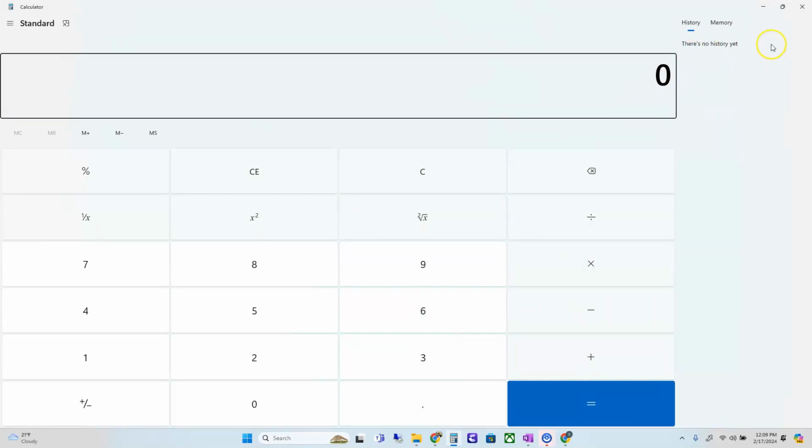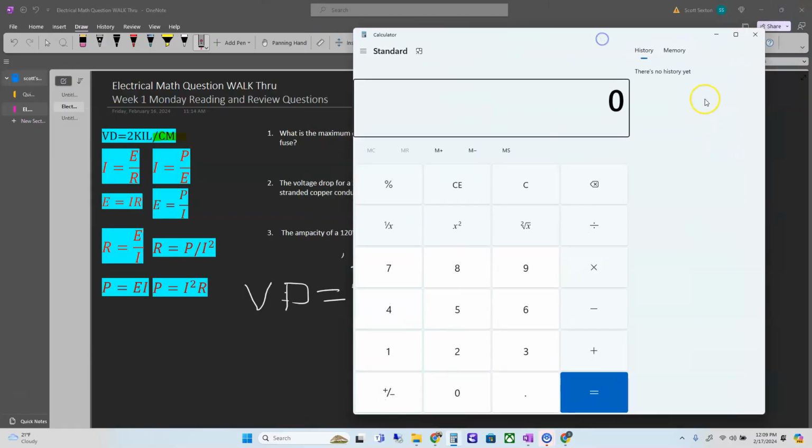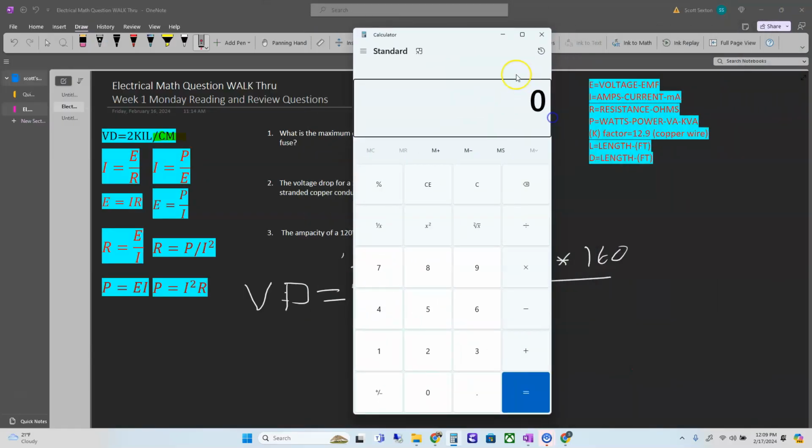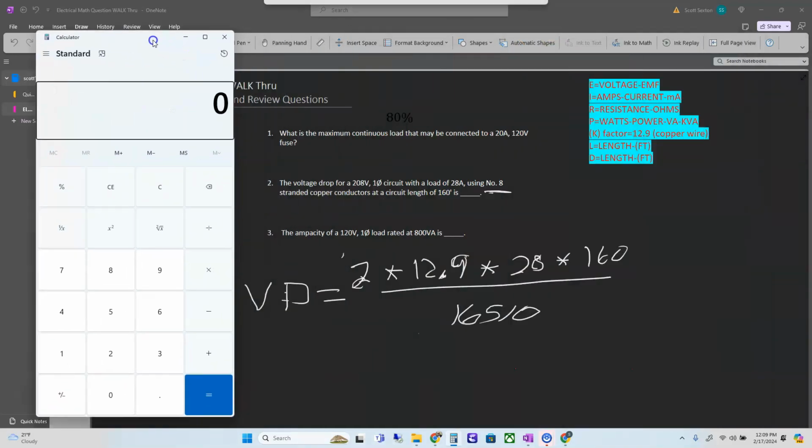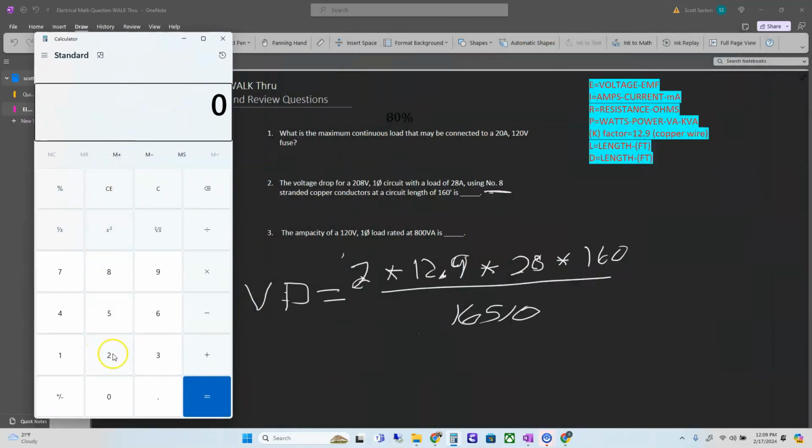So I'm going to minimize this so I can actually see the work, where we can work on this together. Let's put this guy over here. So we have 2 times 12.9 times 28 times 160. And that equals a great big number. Well, we got a big number right here to go into it. So let's see what that does. We're going to divide that number by 16,510.